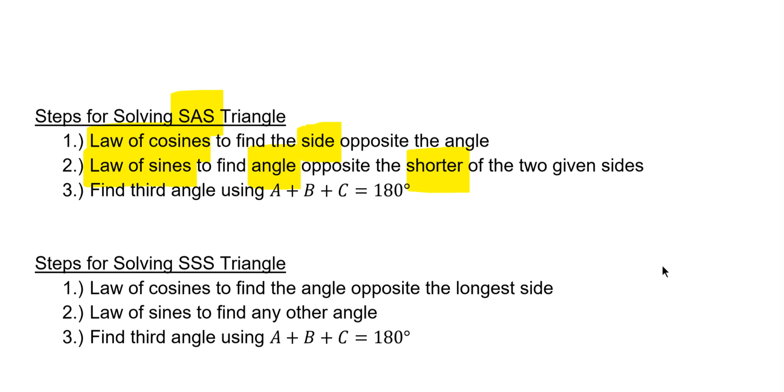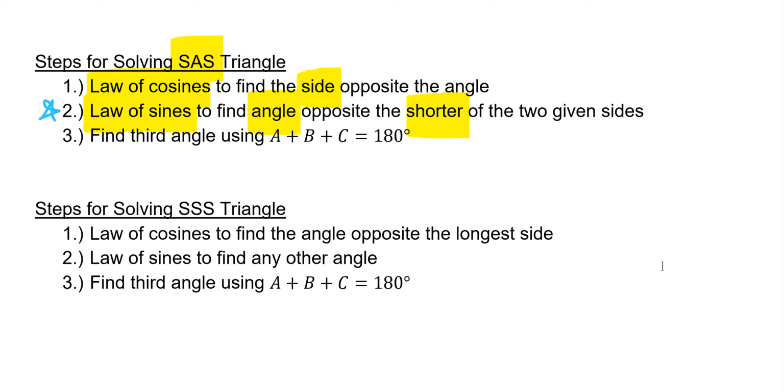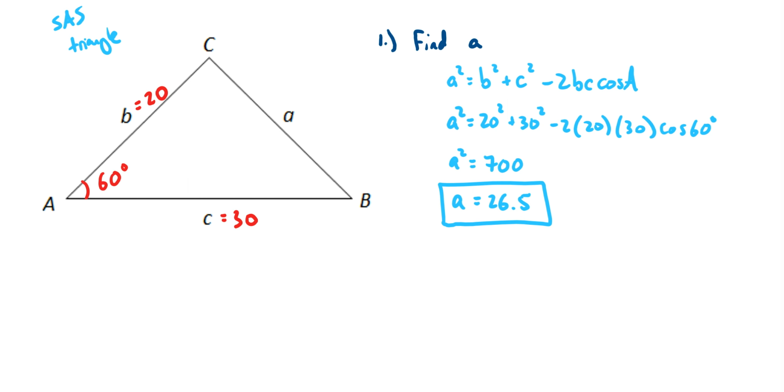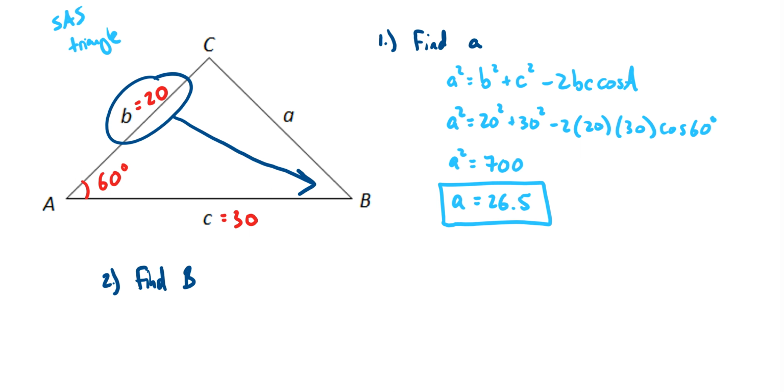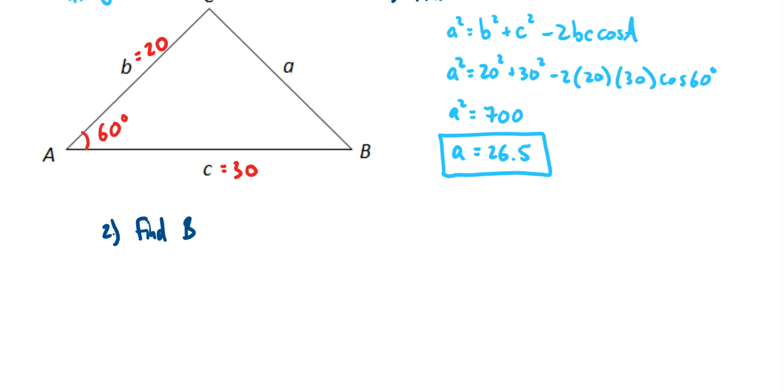So we need to find 2 more things. So step 2, we're going to use the law of sines to find the angle opposite the shorter of the 2 given sides. So step 2 is going to be using law of sines to find the angle opposite of the shorter of the 2 given sides. So we have 2 given sides, B and C. The shorter one is 20. So that's for B. So we're finding angle B. Find the angle across from the shorter of the 2 sides. So we're going to find angle B using law of sines.